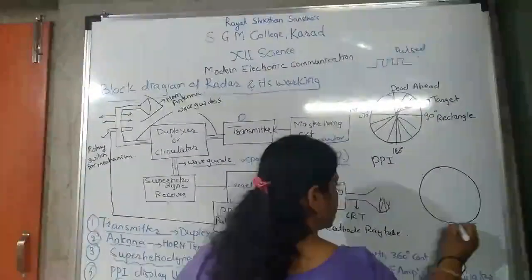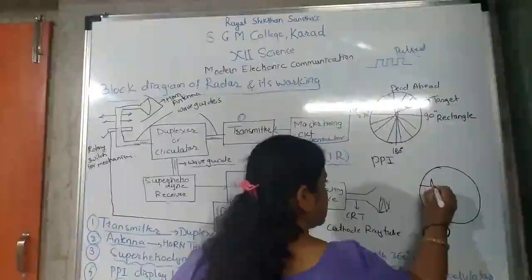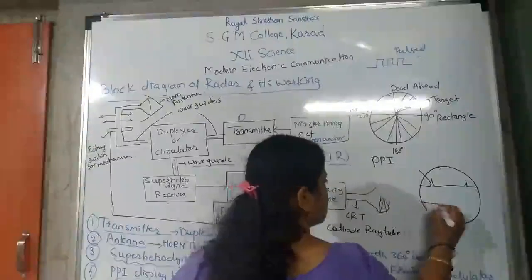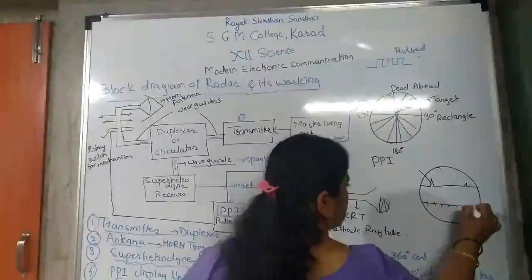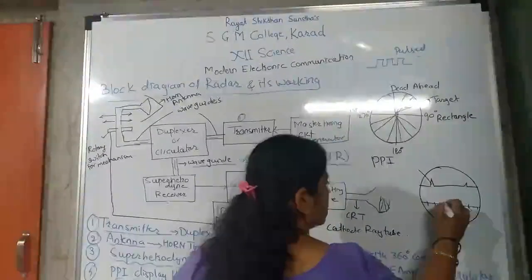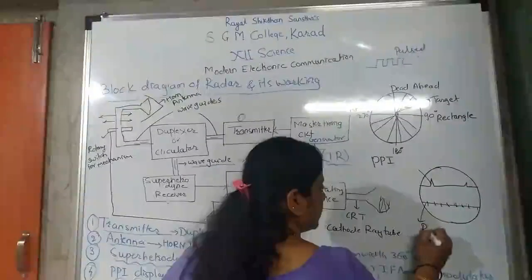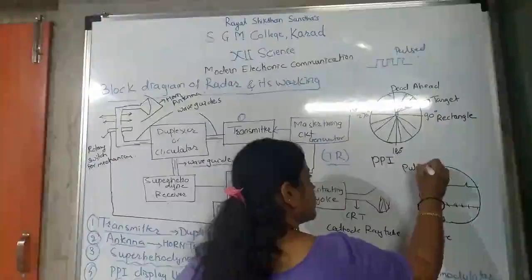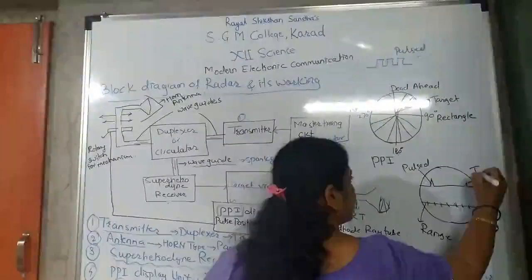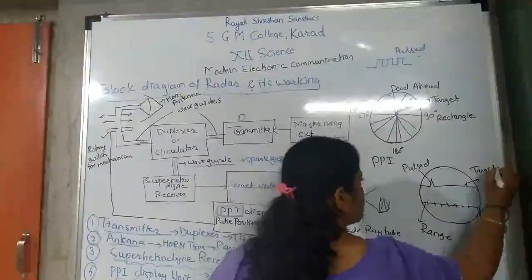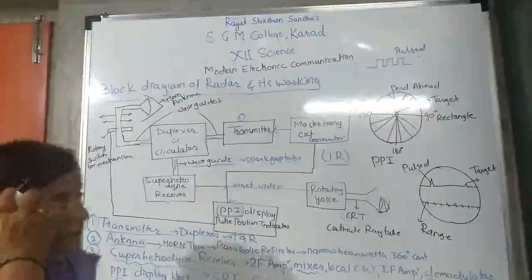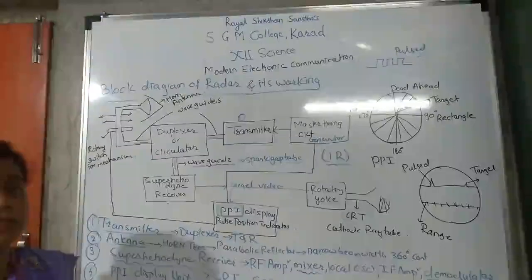What happened in the PPI display? This is the pulsed signal, and this is the target. This is the range. Range of the signal is there, and this is the pulsed signal, and this is our target. Target means the object. So in the pulsed signal we have seen.